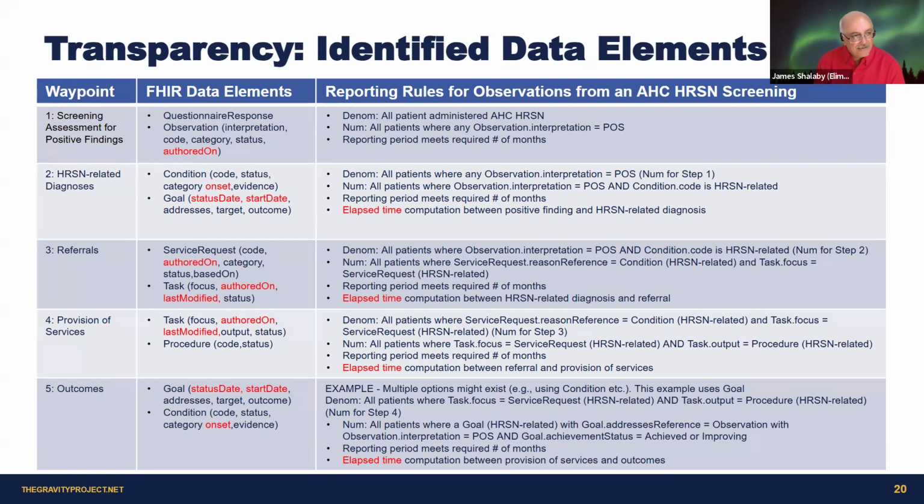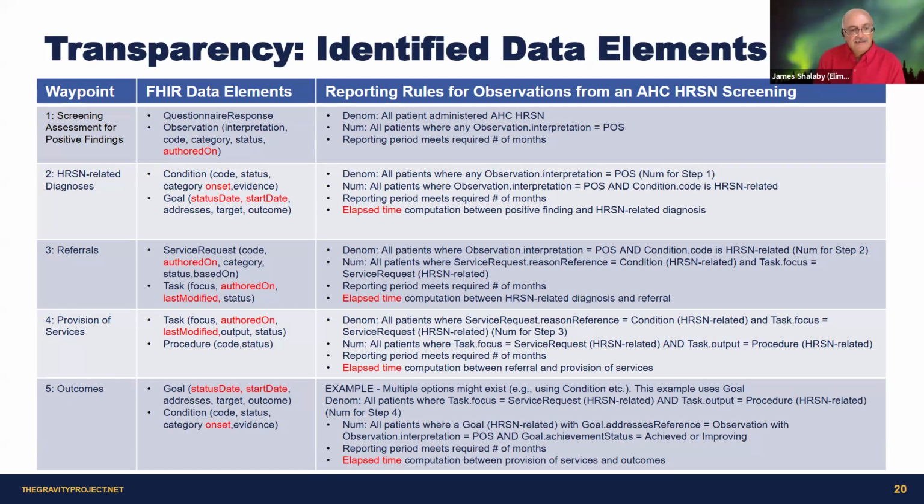Again, the same pattern for waypoint number 3, when a referral is made. The important data elements are going to be the service request and the task in FHIR. We're interested in the dates because we want to know how much time has elapsed from the time a diagnosis was made to the time a referral was made. And in this case, the denominator is all patients with observation interpretation of positive and a condition code that is a health-related social need. Again, the denominator is the numerator from the previous step. And you'll see this pattern repeat itself all the way through steps 4 and 5 as well.